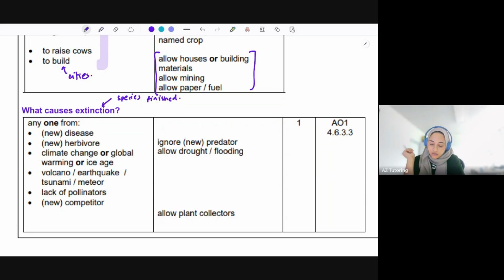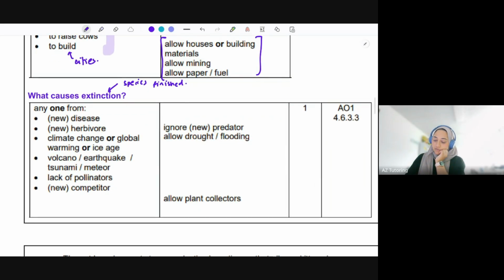Volcanoes, earthquakes, tsunami, meteors, that's self-explanatory. A new competitor or lack of pollinators. So lack of pollinators means that the producer right at the start of the food chain is not going to be growing. And if the start of the food chain is not there, how's the rest of the food chain going to be there? That's what it's referring to. Ignore new predator, allow drought, flooding, allow plant collectors. Yeah, so just stick with these ones.